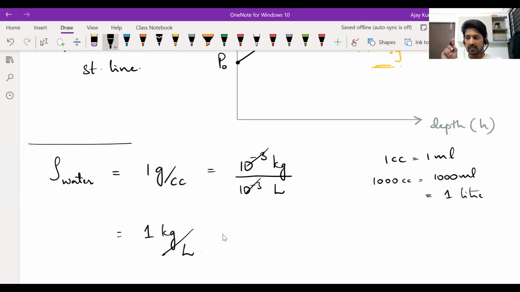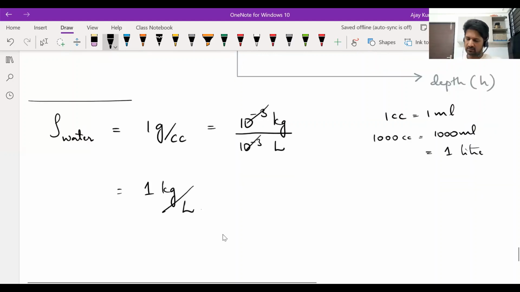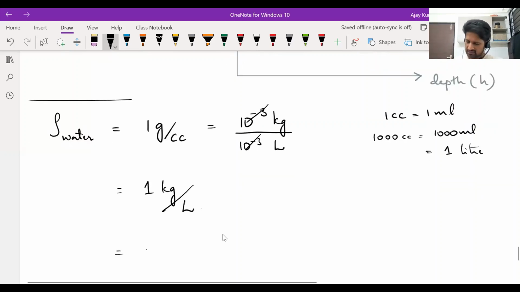What does that mean? A 1 liter bottle of water weighs exactly 1 kg, excluding the weight of the bottle itself. Okay. 1 liter of water weighs 1 kg. But still, none of these are SI units. In SI units, mass is expressed in kilograms only, but liter, SI unit of volume is meter cube.